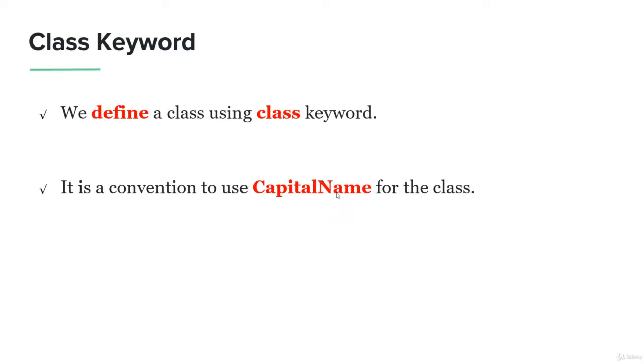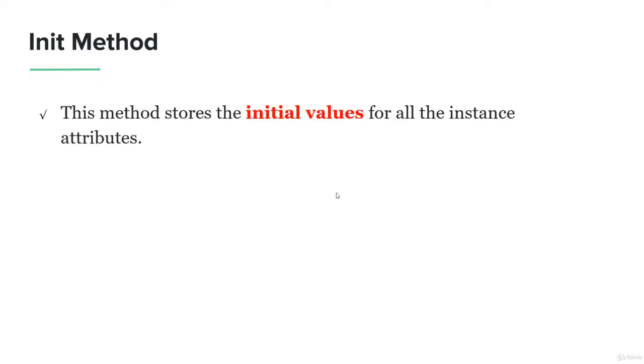Now, before we see the first class, we need to understand also a very important idea, which is the init method, or the initialization method. This method stores the initial values for all the instance attributes. So as we said, we have instances, right? And for each instance, we have some attributes. So we need to have initial values for these attributes.